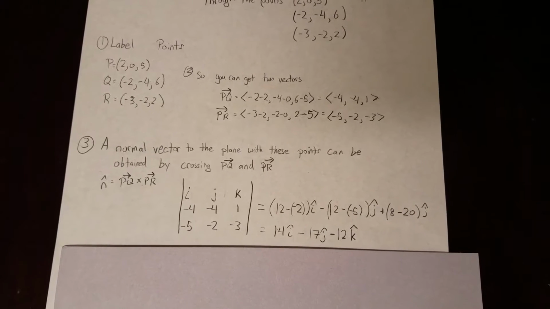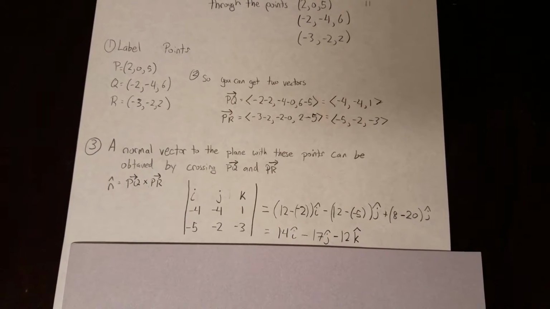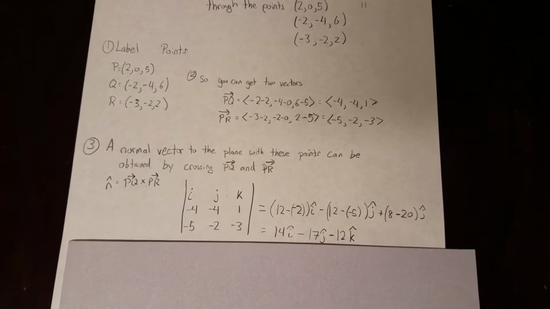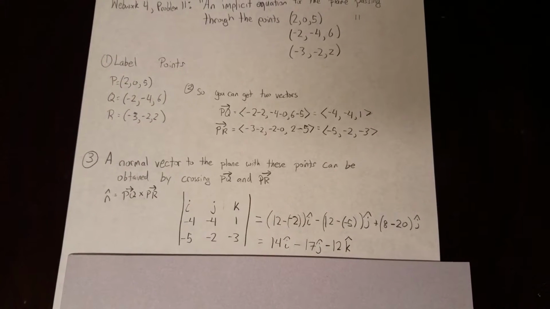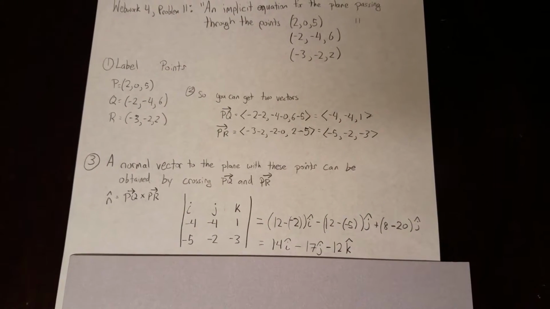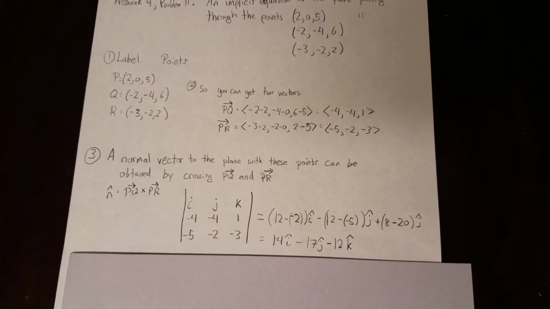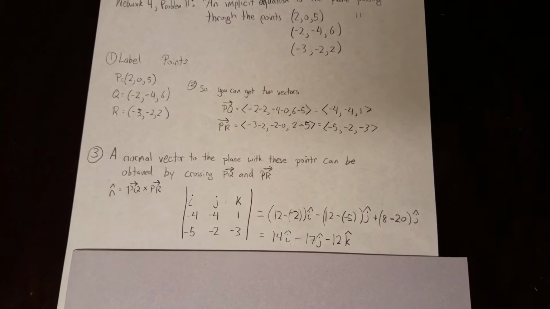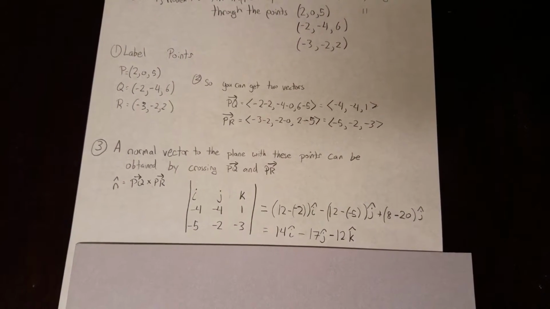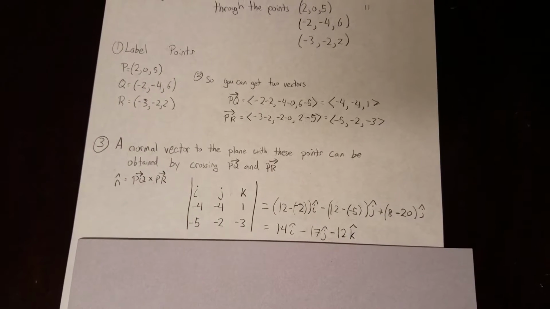Right? Then you have to do the minus sign in front of the j hat component. So after you cross, you get -17. And then for the k hat, remember it has the plus in front. You have 8 minus 20, and you get -12 k hat. So what we have now is a normal vector to the plane that is 14 i hat minus 17 j hat minus 12 k hat.